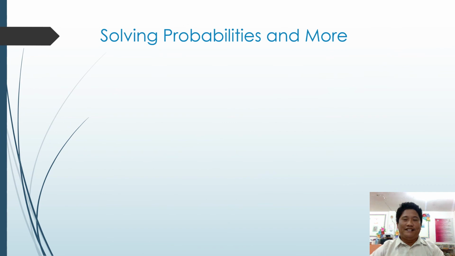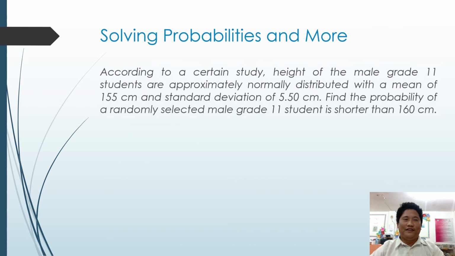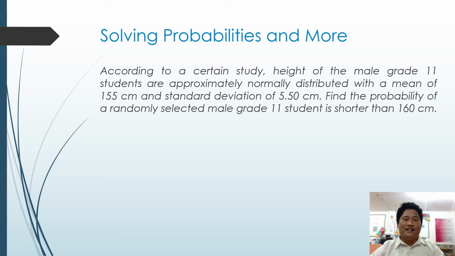Solving probabilities and more. According to a certain study, the heights of male grade 11 students are approximately normally distributed, with a mean of 155 centimeters and a standard deviation of 5.5 centimeters. Find the probability that a randomly selected male grade 11 student is shorter than 160 centimeters.